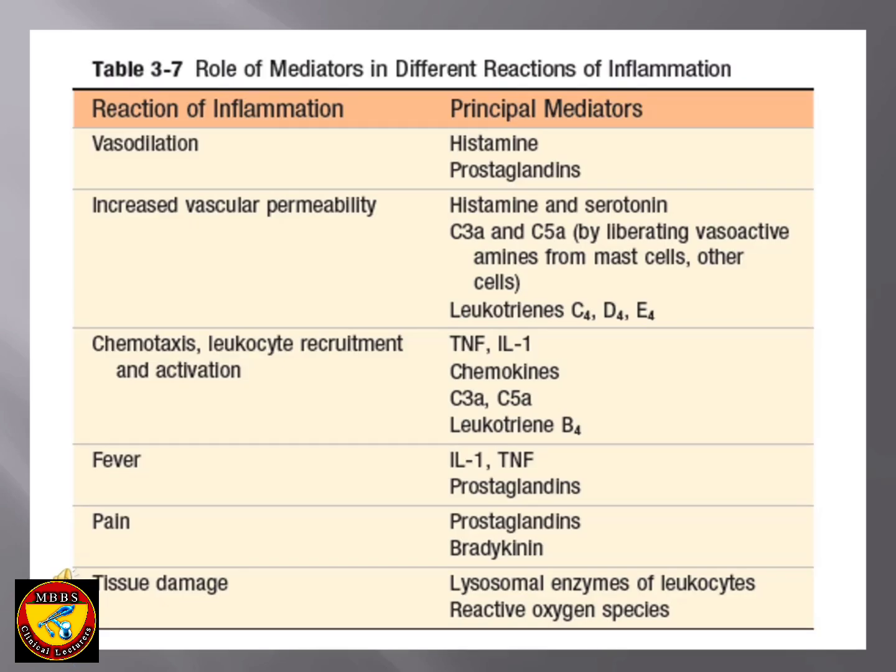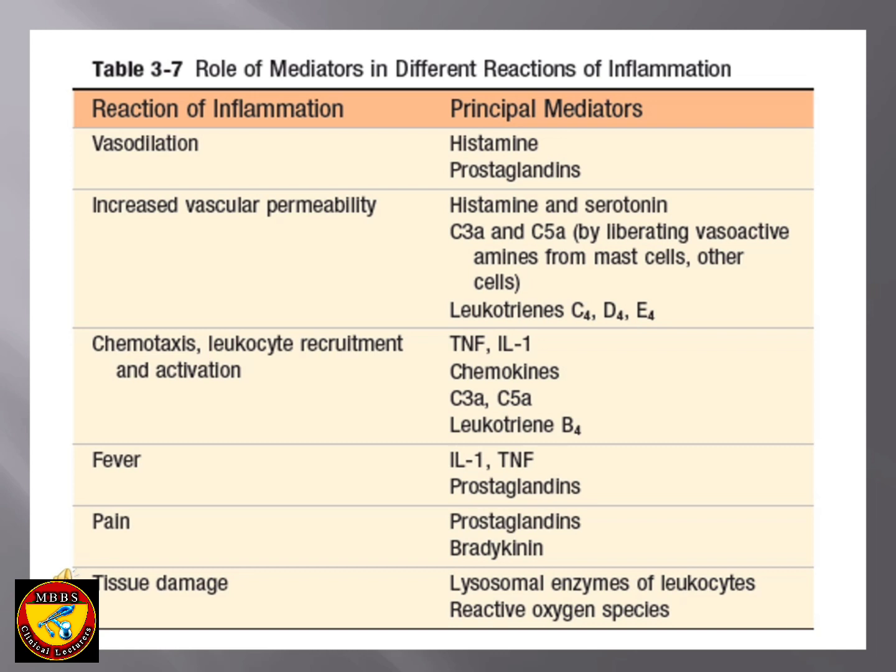Now this is the role of mediators in different reactions of inflammation. You can see the chemical mediators the other way around. First you can see the reactions of inflammation, what the different actions are and what the principal mediators are. In vasodilatation you have histamine and prostaglandin. For increased permeability this is C3a, C5a, histamine and serotonin, and so on.